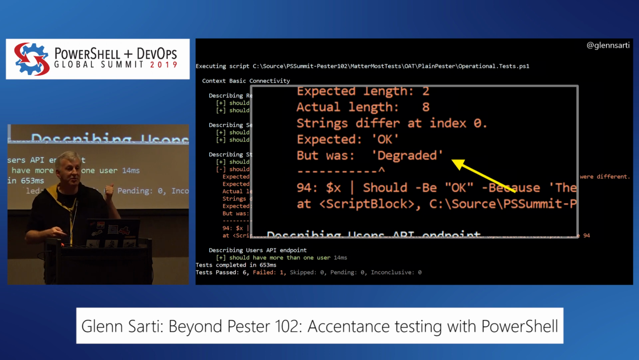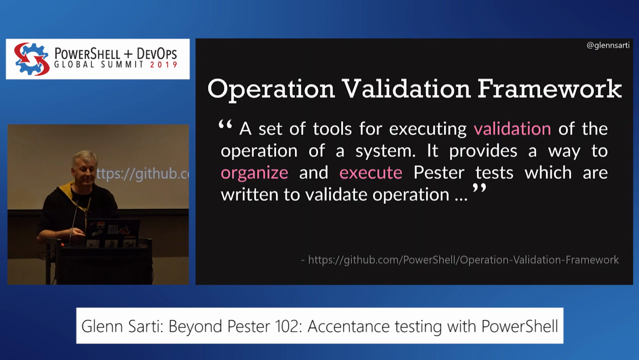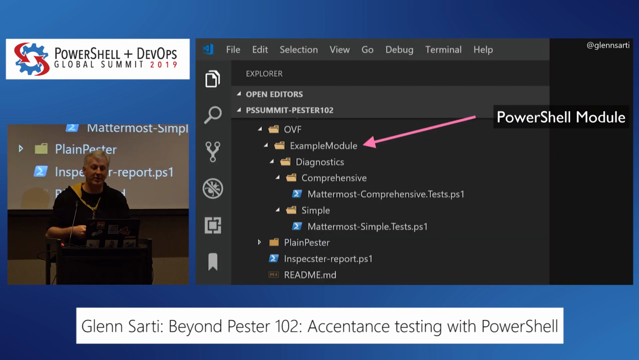And this is where the Operational Validation Framework comes in. And I think I'm stealing OVF talk's thunder today. So the PowerShell OVF provides a way to organize and execute Pester tests which are used to validate operation rather than your feature sets. So what we can do is take our plain Pester files and package them up as a PowerShell module. First of all, we need a module directory. For this example, I used example module.